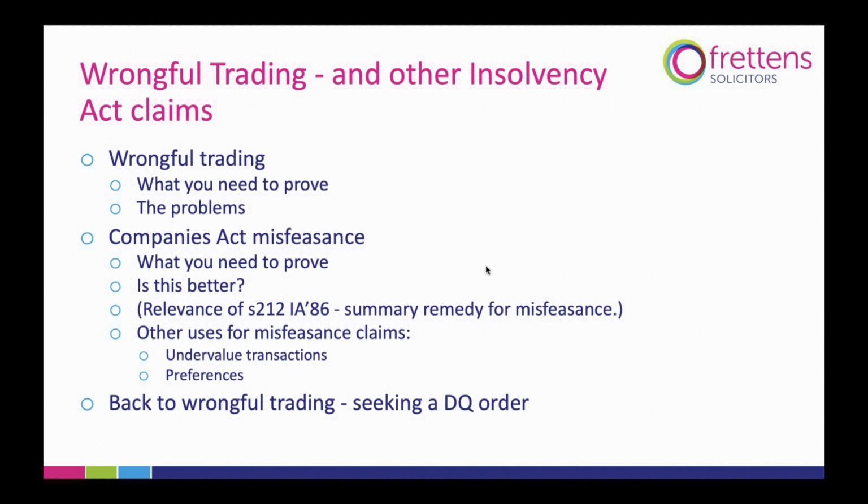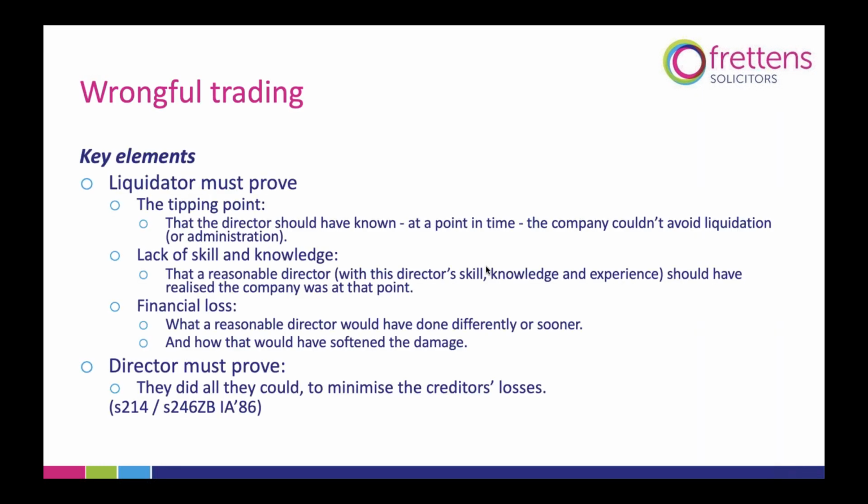And finally, I'm going to circle back to wrongful trading again to look at the connection between disqualification orders and wrongful trading. So just as a reminder, there are three elements that you need to prove as liquidator or administrator, of course, as the claim is very similar if brought by an administrator. Three things that you must prove to succeed in a wrongful trading claim. First one is a tipping point. The second one is lack of skill and knowledge by a director. And the third one is financial loss.